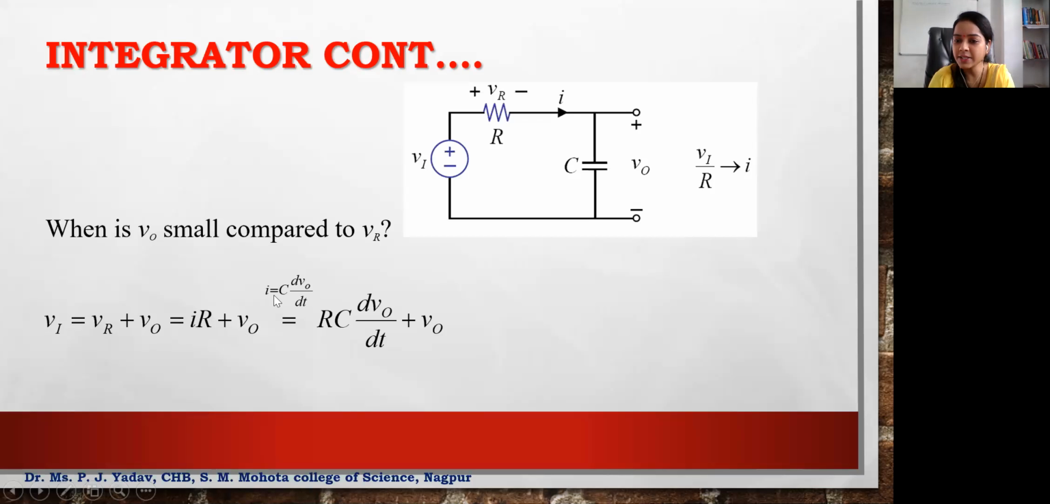So if I is equal to C dVO by dt, if we write current in the equation of capacitor and the output voltage, we can write this equation as, put this value of I in the above equation. So what we will get? We have kept the constant outside, that is RC dVO by dt plus V out. This is nothing but V input.